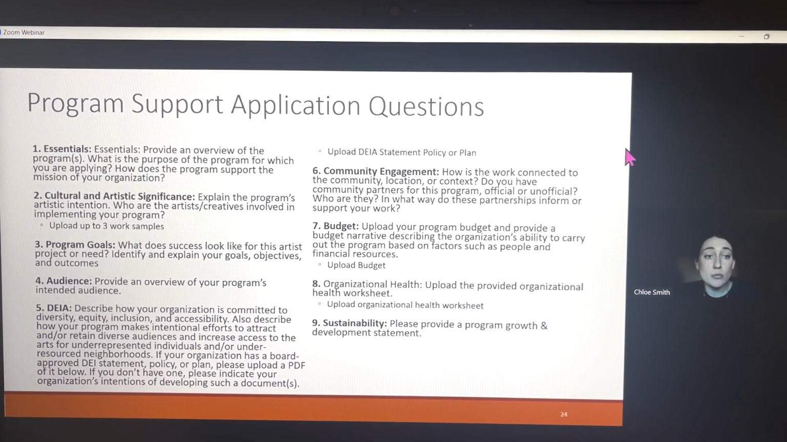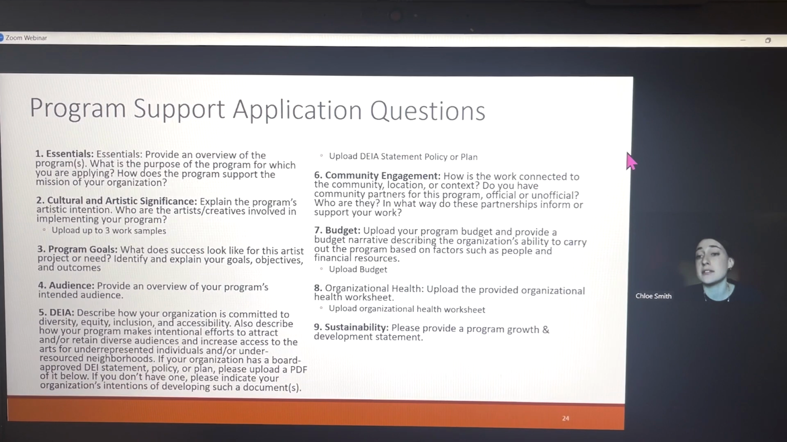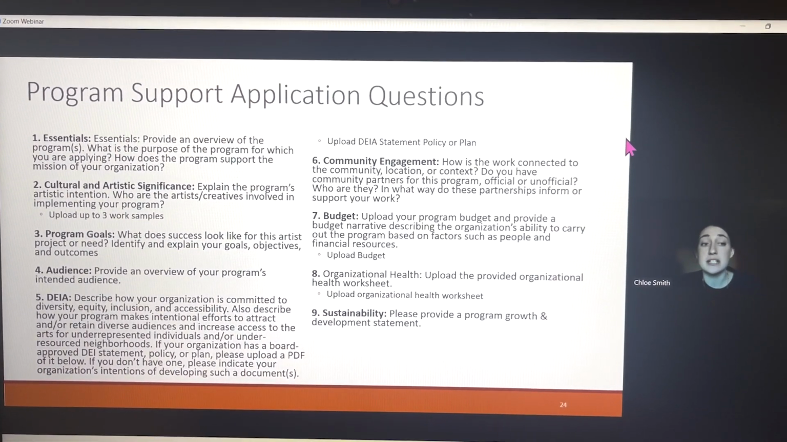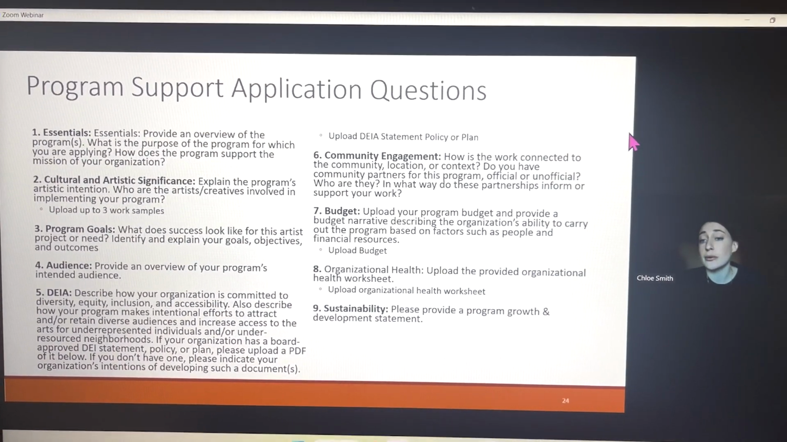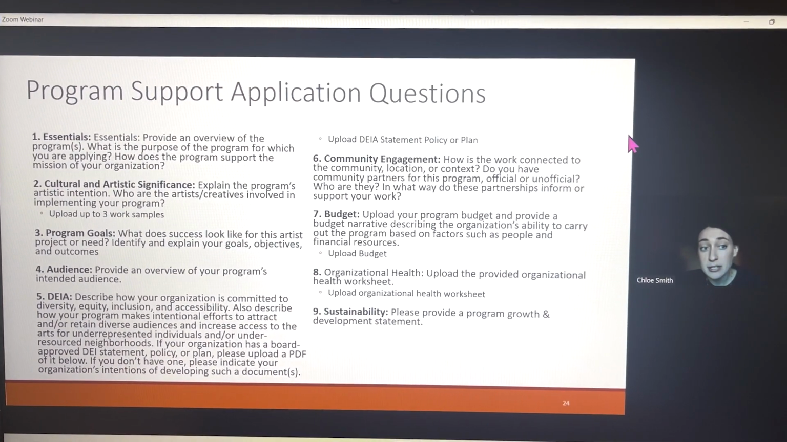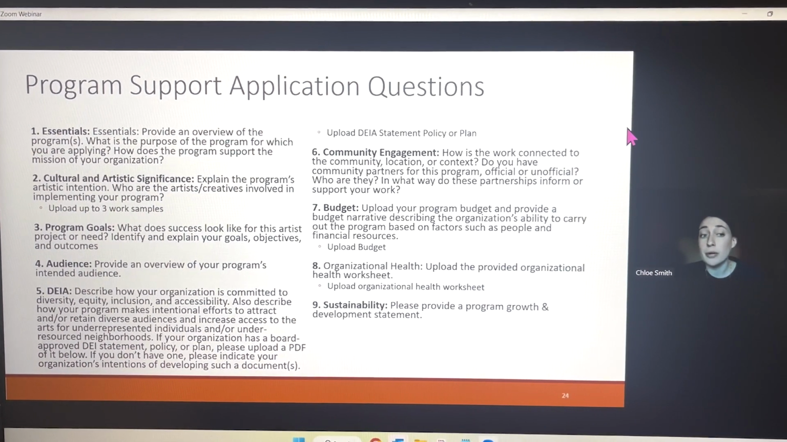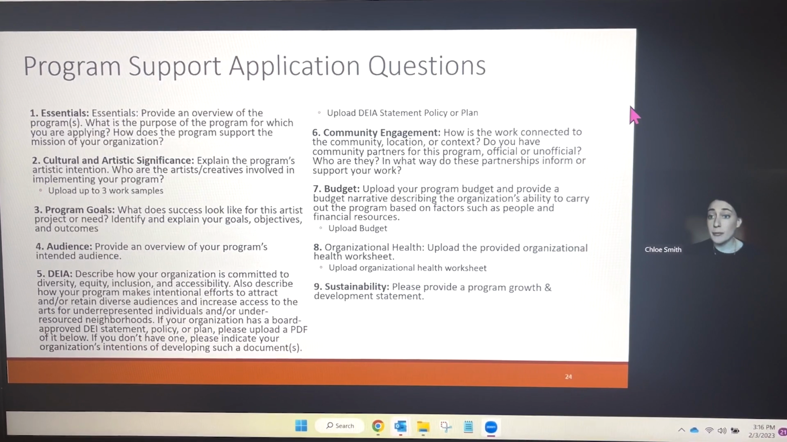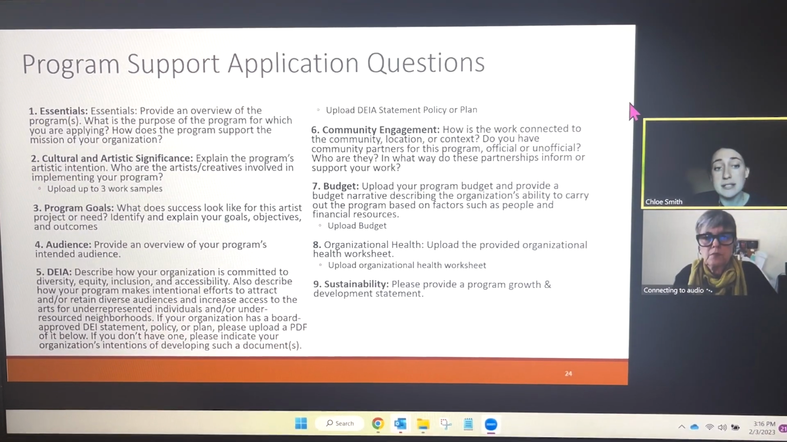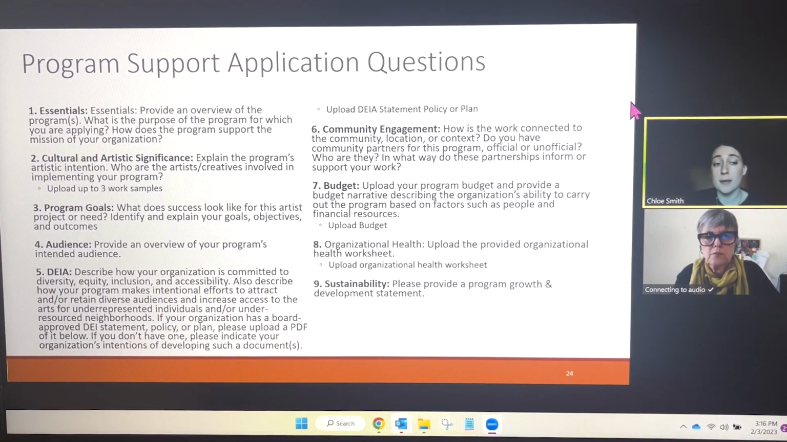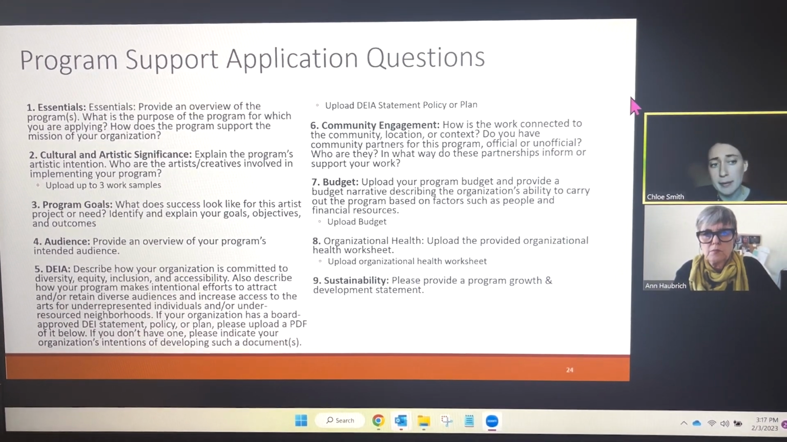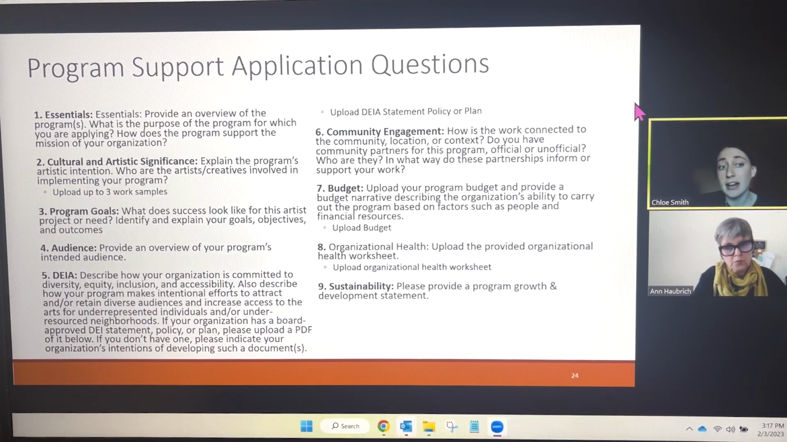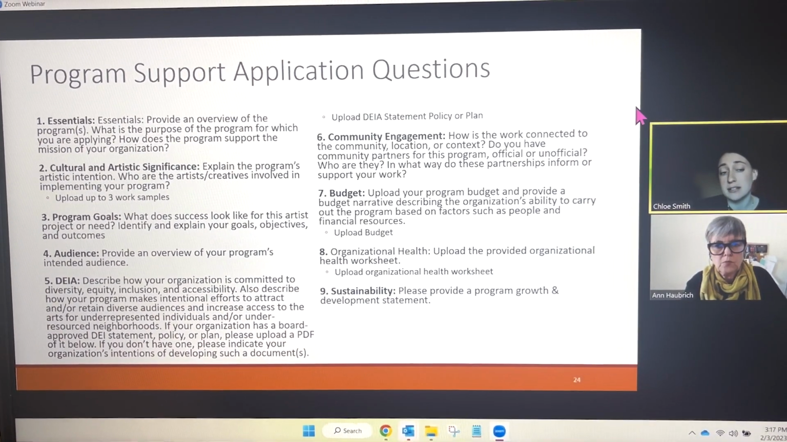Your second question will be about cultural and or artistic significance. We'll ask that you explain the program's artistic intention, who the artists and creatives involved in implementing your program are, and we'll ask that you upload up to 3 work samples. The third question will be about program goals. We'll ask, what does success look like for this program, and identify and explain your goals, objectives, and outcomes.